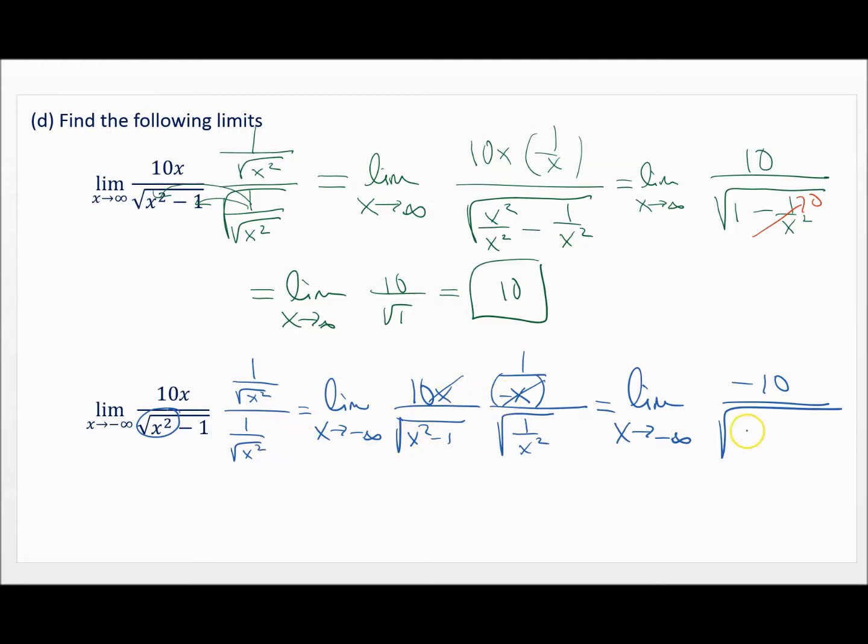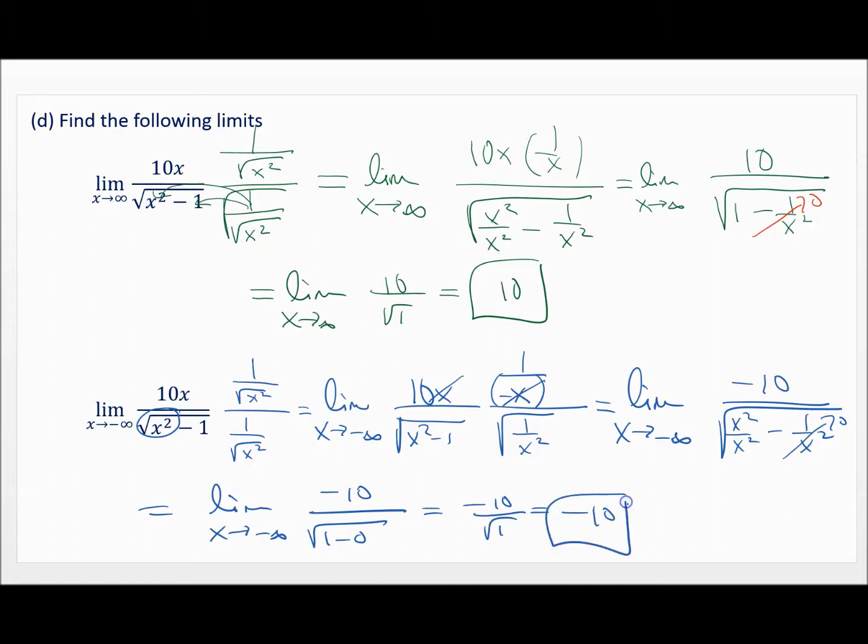You're multiplying under a square root, so it's going to be x squared over x squared minus 1 over x squared. Now I get to use my theorem that says if I have a constant over infinity, because when I plug negative infinity into that, that goes to 0. So I still have the limit as x approaches negative infinity of negative 10 over the square root of 1 minus 0, which is just going to be negative 10 over the square root of 1, which is negative 10.